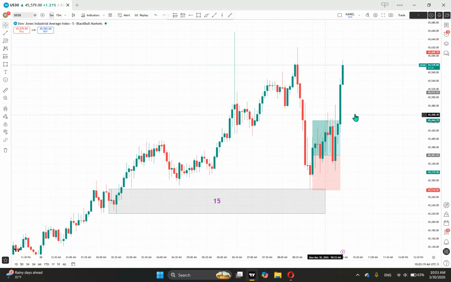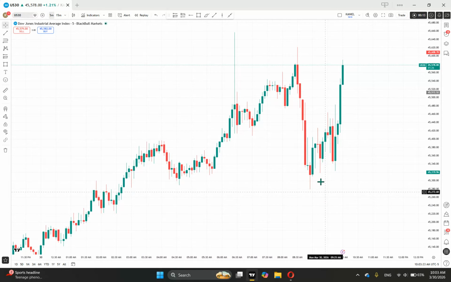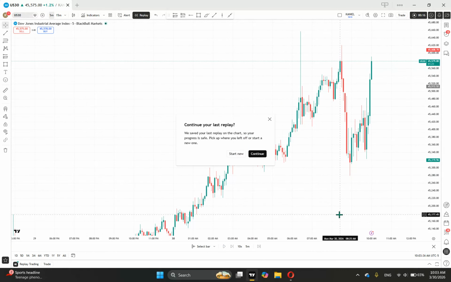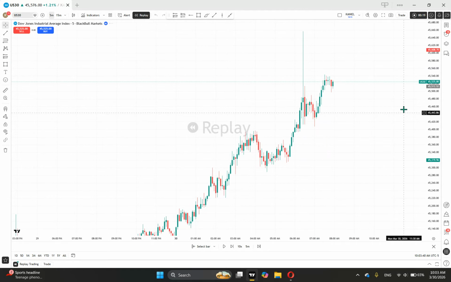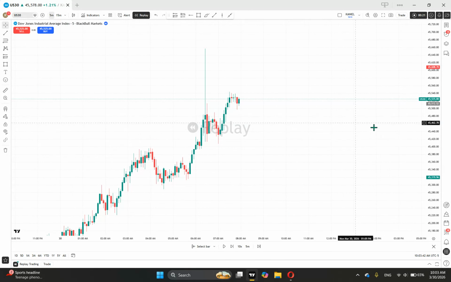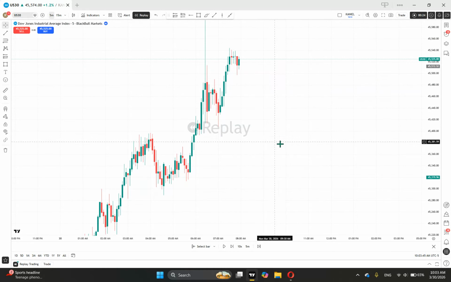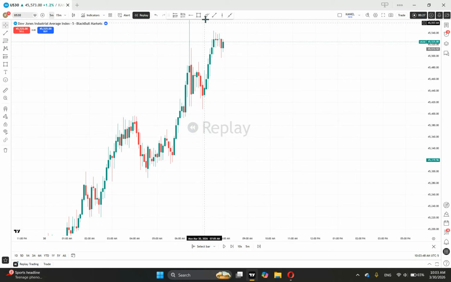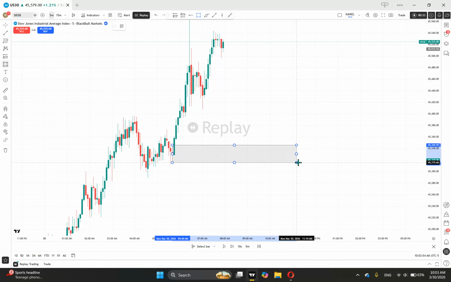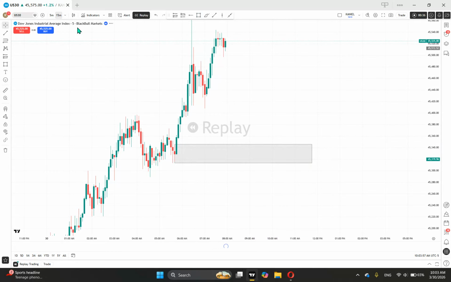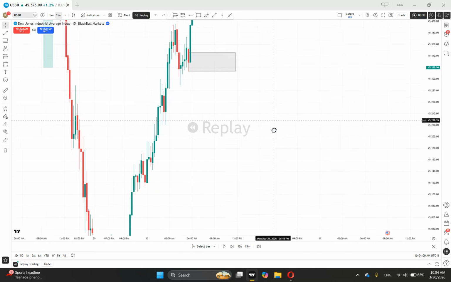Well, people, today we got a nice buy on US30 from a 15-minute demand zone. I'll do a little recap and show you what got us there. So at 8 o'clock, I saw a few zones. This was one, and I saw some other 15-minute zones.